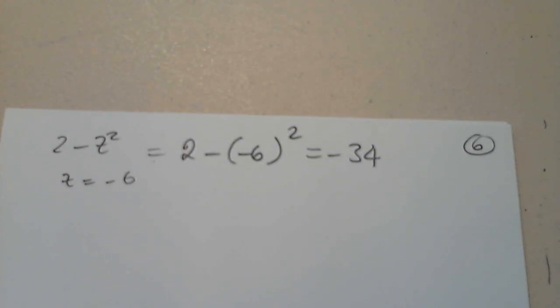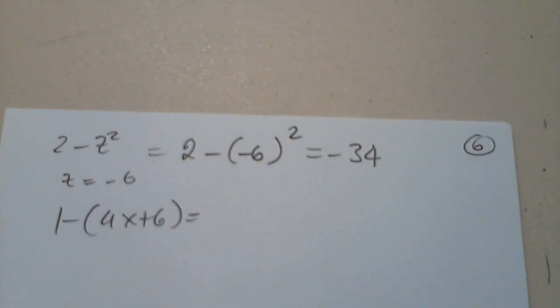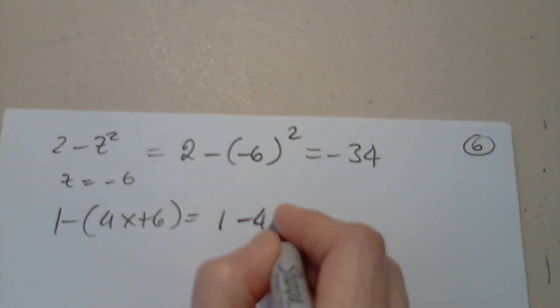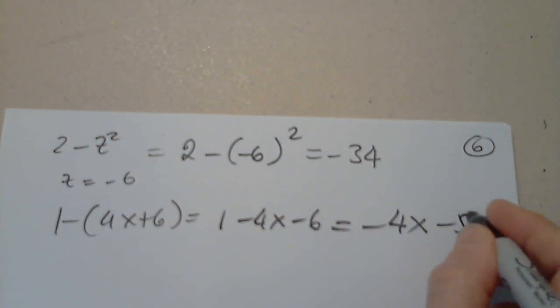Simplify the following expression by using distributive law. So I have to write 1 minus 4x plus 6. I have to write as 1 minus 4x minus 6, and in descending order always, minus 5.